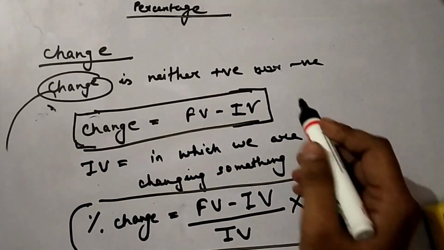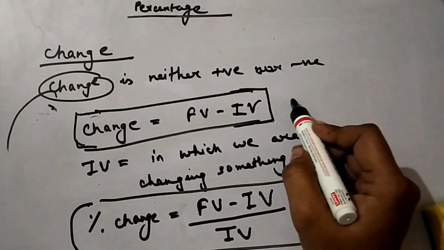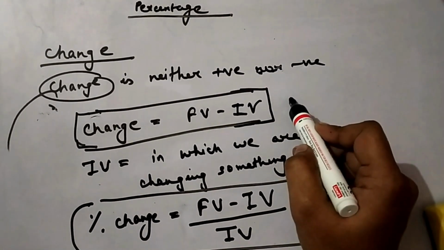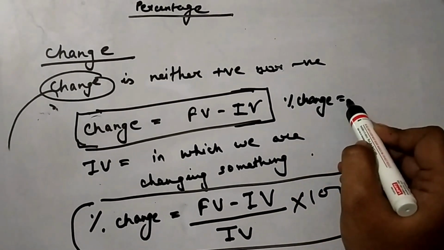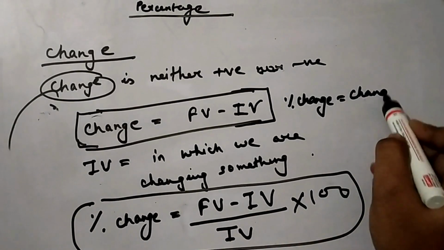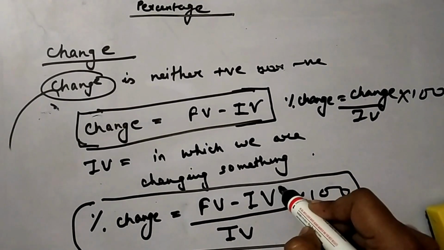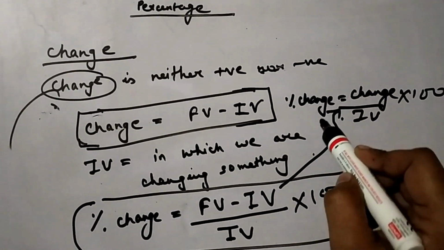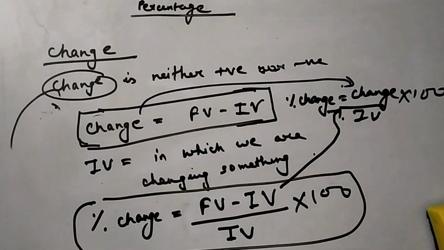Note down this formula, and percent of change will become change upon initial value into 100, because final value minus initial value is change. We have derived this formula from here.